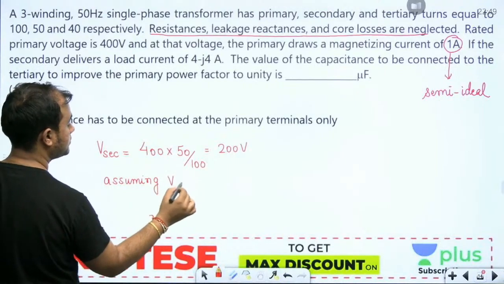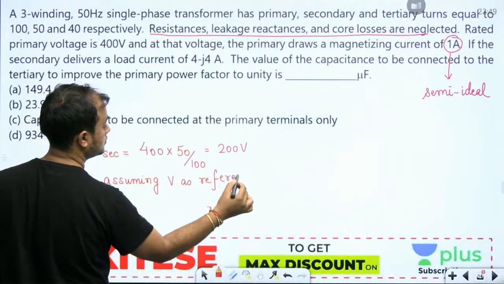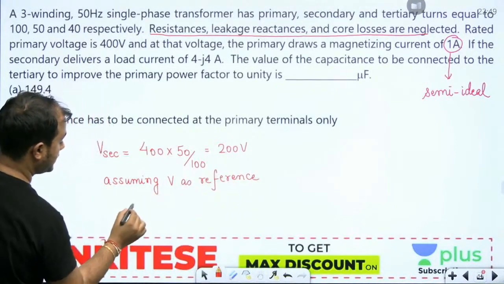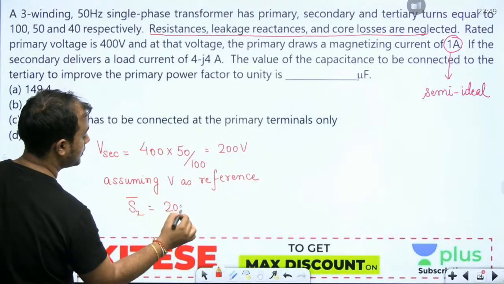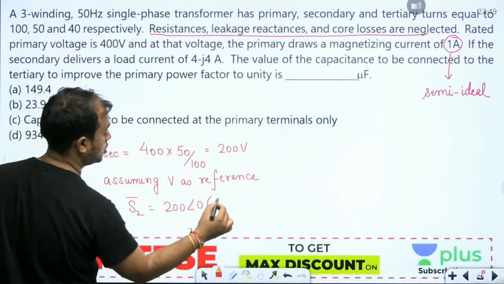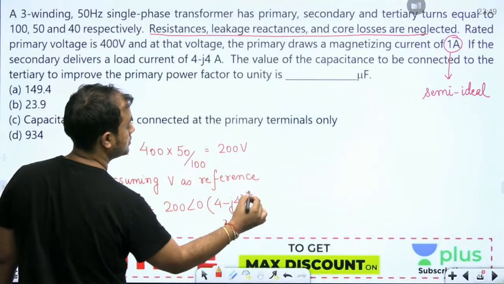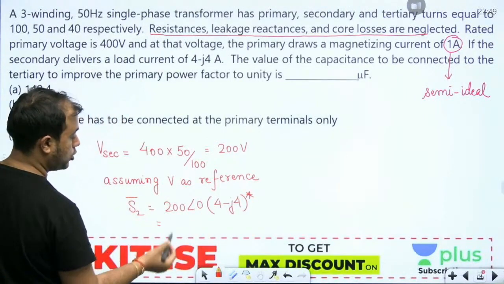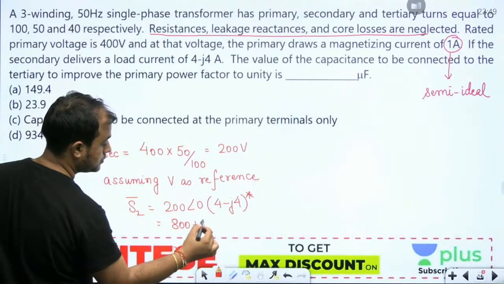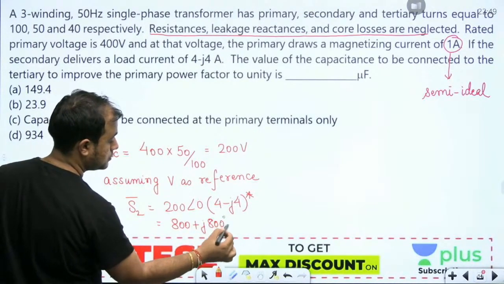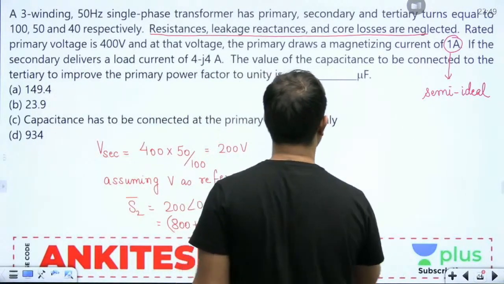Now what I am doing is assuming the voltage as reference. So what is the secondary apparent power? 200 angle 0 into the conjugate of 4 minus j4. This is the secondary apparent power.